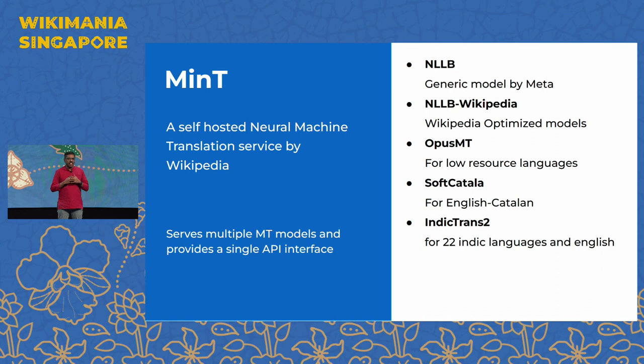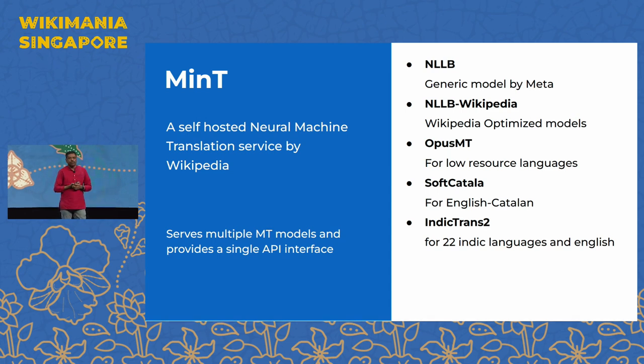It provides a single unified machine translation API so that it can be integrated in various tools. And it is powered by various neural machine translation engines, starting from NLLB. NLLB is a project by Meta, Facebook. NLLB stands for No Language Left Behind, so it supports so many languages. Wikimedia Foundation collaborated with Meta, and we also have a Wikipedia fine-tuned machine translation model from NLLB called NLLB Wikipedia to produce content according to the Wikipedia style of writing.